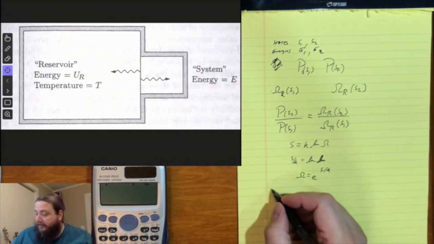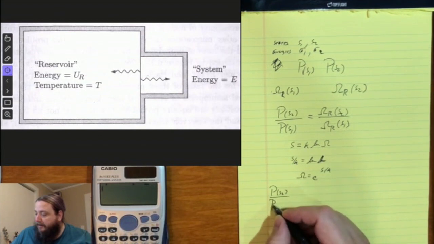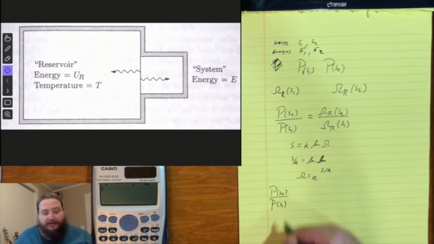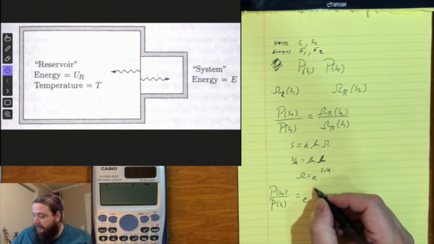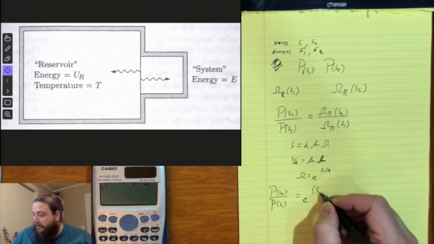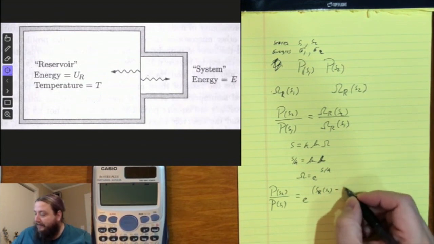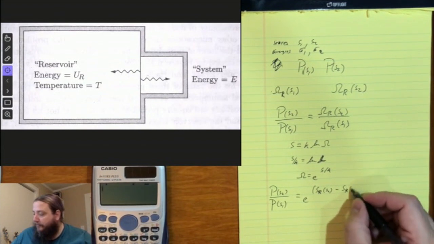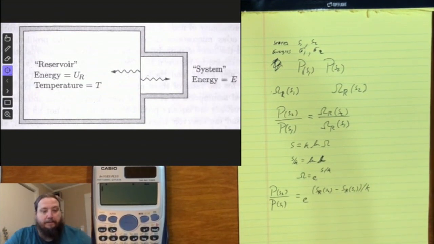with that, so that the ratio of the probability of being in state 2 and the probability of being in state 1 is thus e to the entropy of the reservoir at state 2 minus the entropy of the reservoir at state 1, over Boltzmann's constant k.